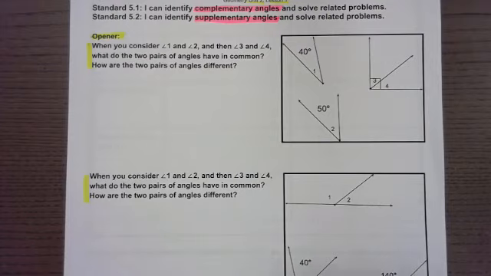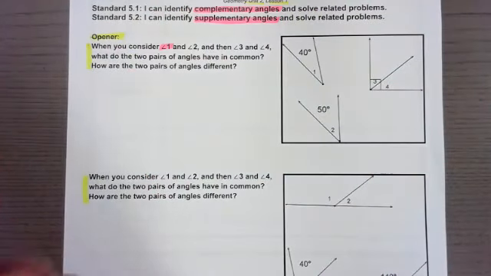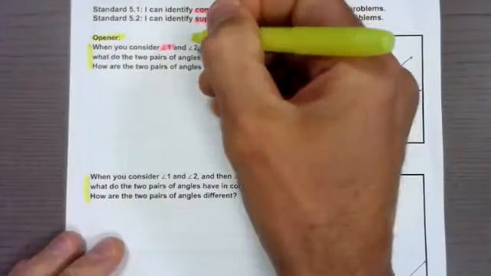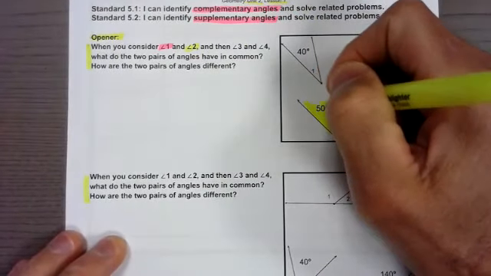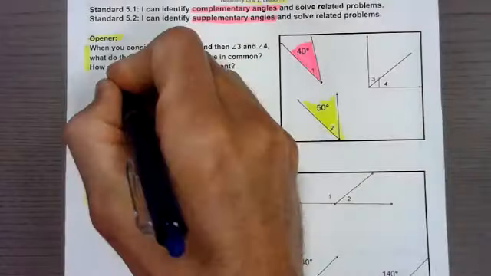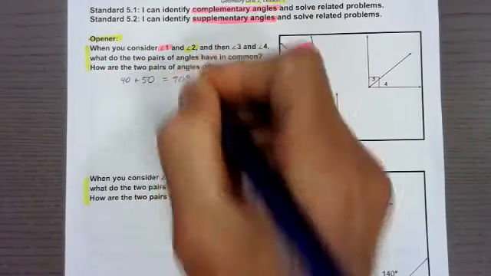Okay, hopefully you were able to have a go at those. When you consider angles 1 and 2, and I like to color code things, so I'm going to go ahead and do that, angles 1 and 2. So we have 1 and 2 here, and we've got angle 1 right up here. What do you notice about those, and how they compare to angles 3 and 4? Well, what I notice is that 40 plus 50 is going to equal 90 degrees, okay?